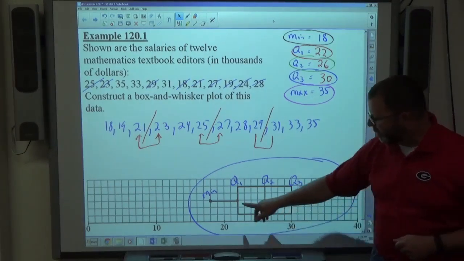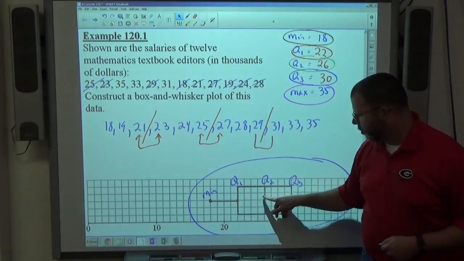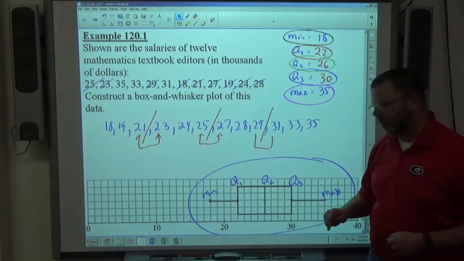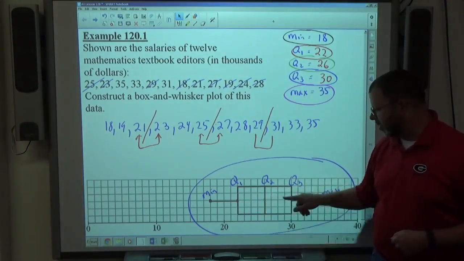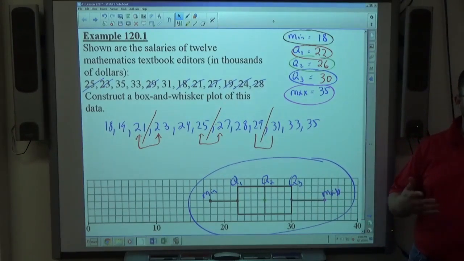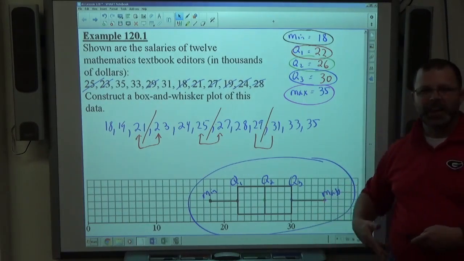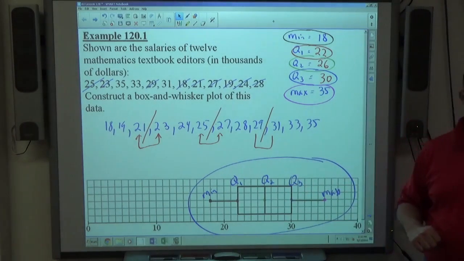I also know that 25% of the data lies between 18 and 22. 25% of the data lies between 22 and 26. 25% of the data lies between 26 and 30, and 25% of the data lies between 30 and 35. So that's kind of what a box and whisker plot gives you. It gives you halfway points, max and min, and quarter of the data is here, quarter of the data is there. So that's basically what we're going to get out of a box and whisker plot when we do graph it, or if we've got one graphed for us and they say interpret it, that's the interpretation we can get out of it.